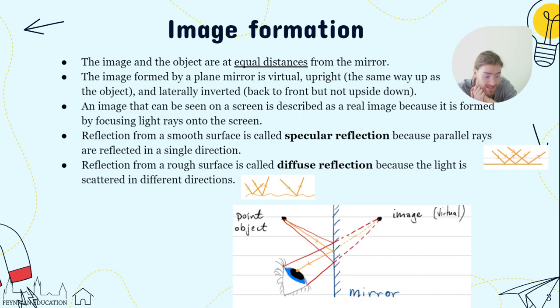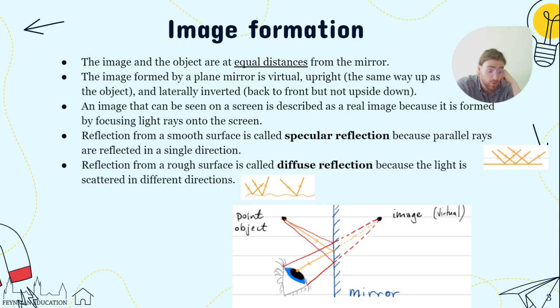Now, an image that can be seen on a screen, however, is described as a real image because it is formed by focusing light rays onto the screen. That's why you can take a picture of someone's shirt and it doesn't look like their shirt's writing is back to front. It's not a reflection of the person on the screen. It is an image that is focused light onto the screen.